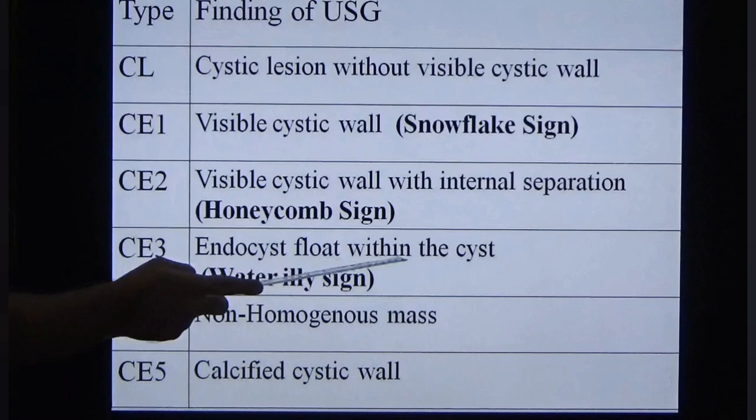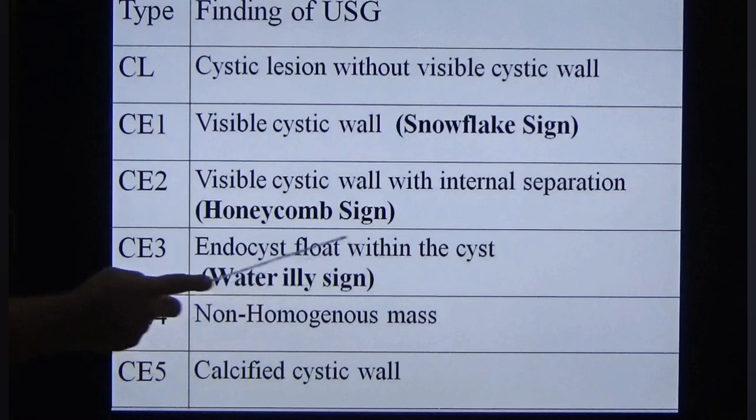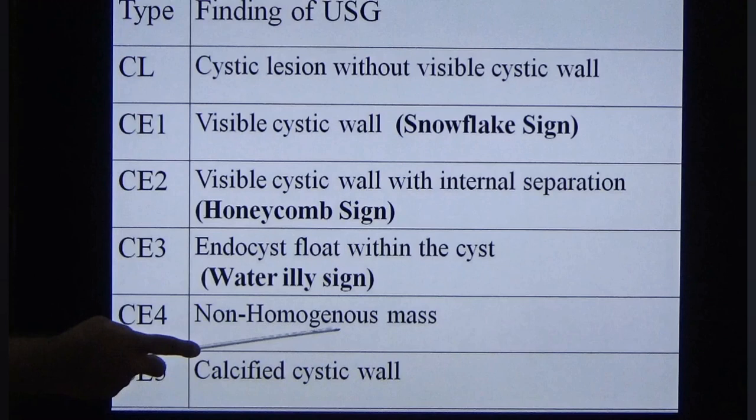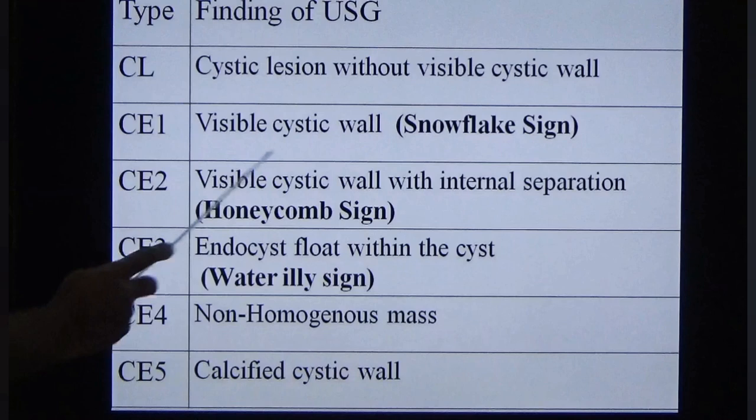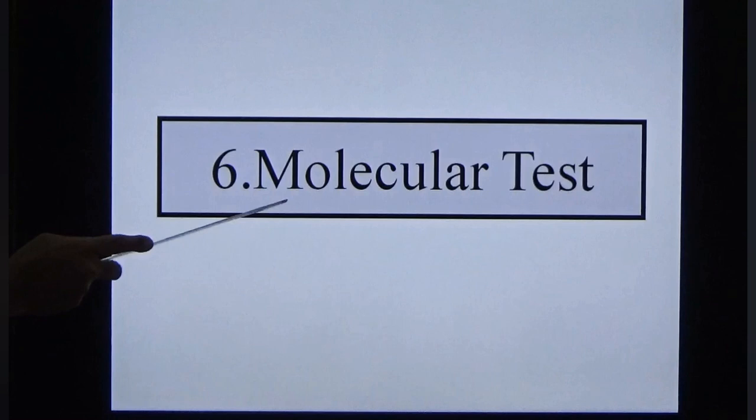As we studied in the X-ray, the same will be seen in the CT scan or MRI. So that is known as a water lily sign. And CE4 is a non-homogeneous mass. And CE5 is a calcified cystic wall. So based on this, you can write the types. Okay. Now we'll go for the last investigation.